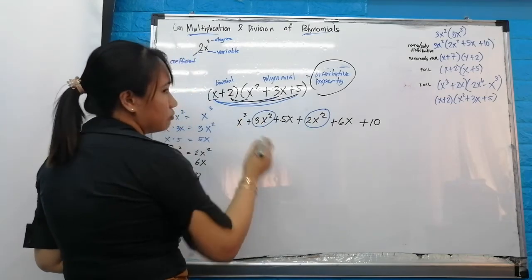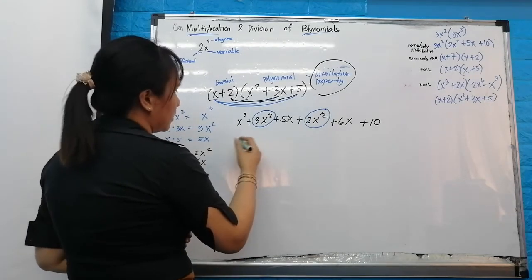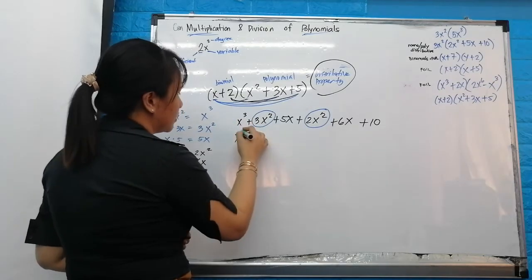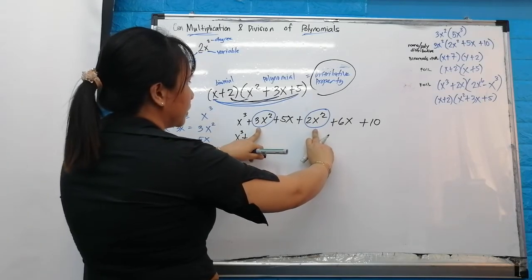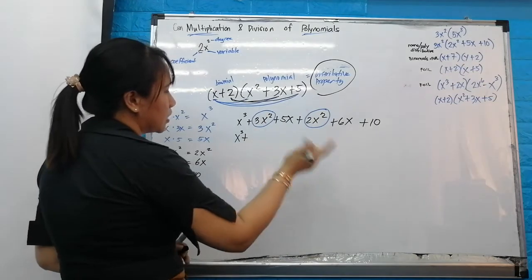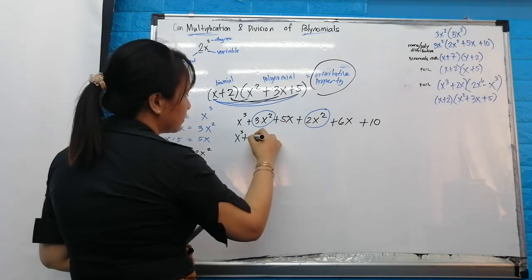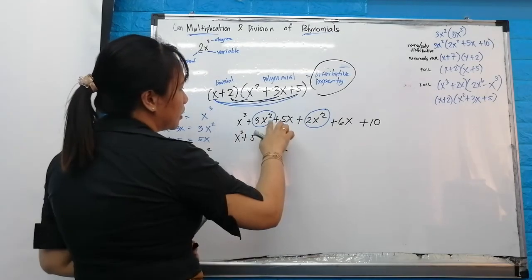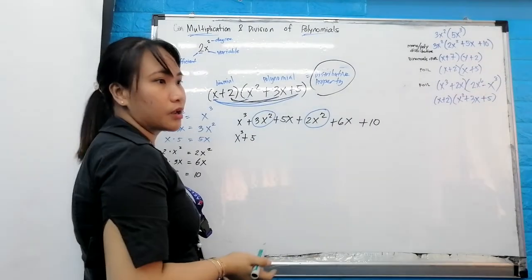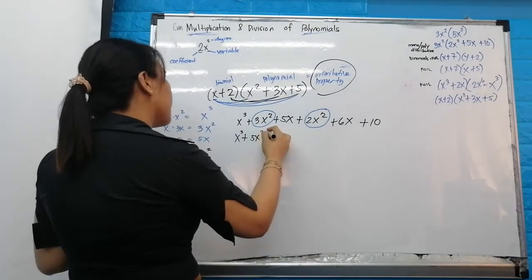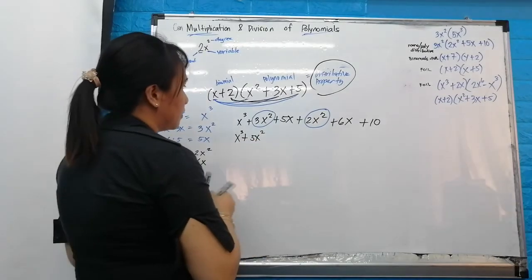So x cubed is by itself. Nothing is similar to it. So x cubed plus, let's perform this first: 3x squared plus 2x squared. When it comes to addition, you add the coefficients, which is 3 plus 2, which is 5. And then you don't need to change your variable and its degree because they are like terms already. You cannot add unlike terms.